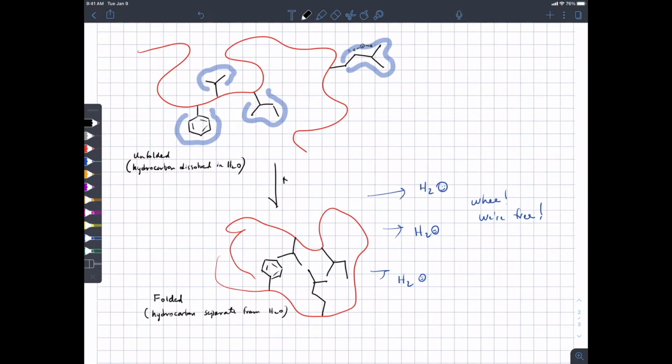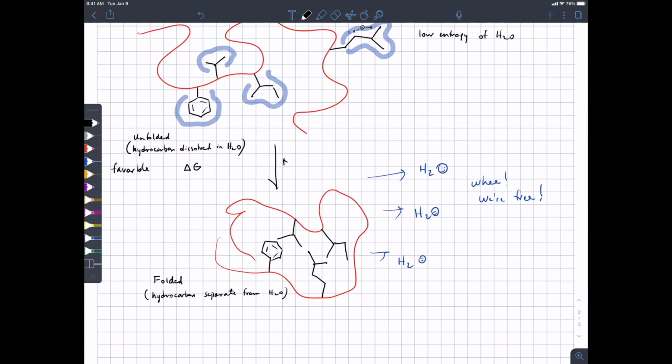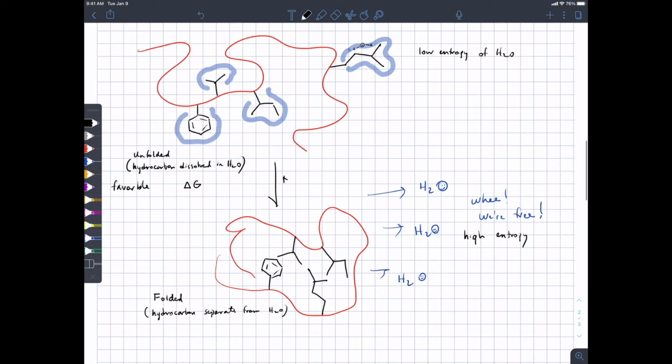All right, and there's a free energy associated with this process, and it's favorable, so we expect it to be negative, meaning it's downhill in energy. And the reason it's downhill in energy is predominantly because of entropy, okay? Because you go from water having low entropy to going to a place where, afterwards, you have high entropy of water. Okay, so that means if this process is favorable and delta G is negative, that means you're at a higher energy here than you are there. All right.